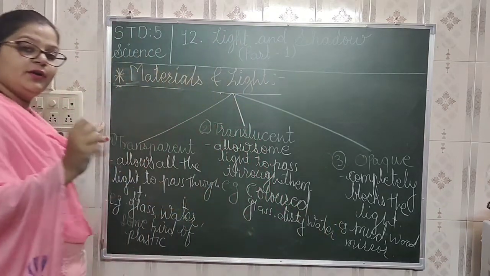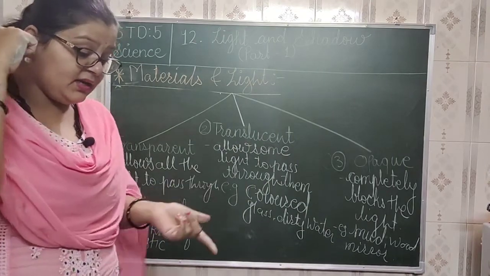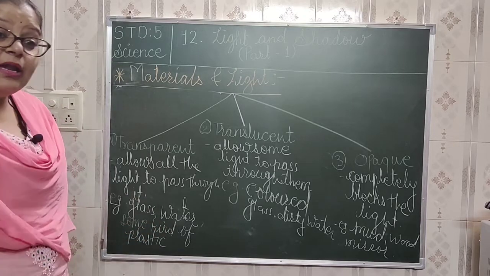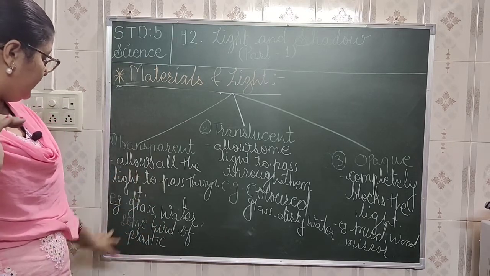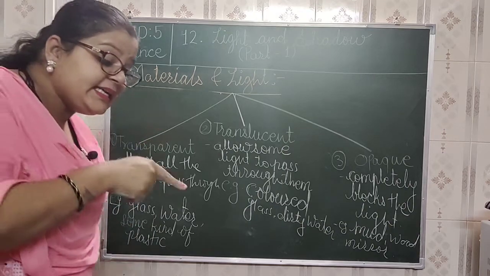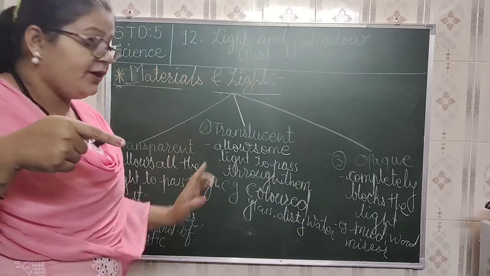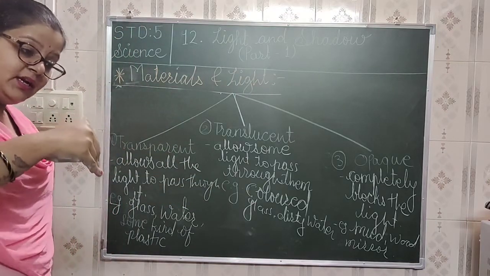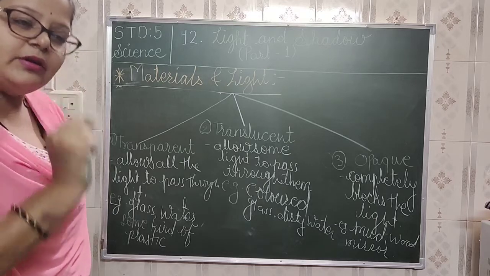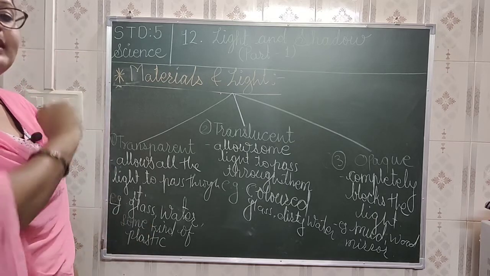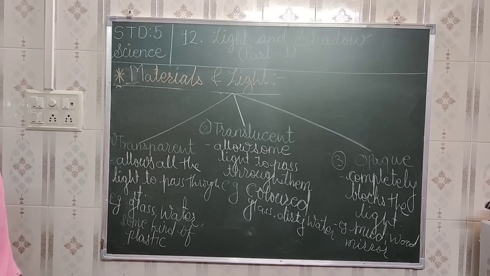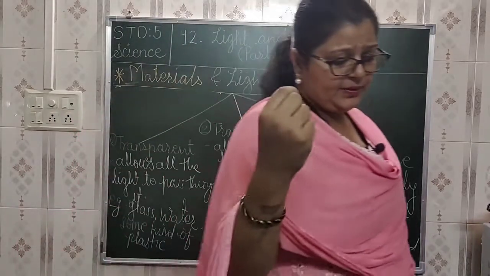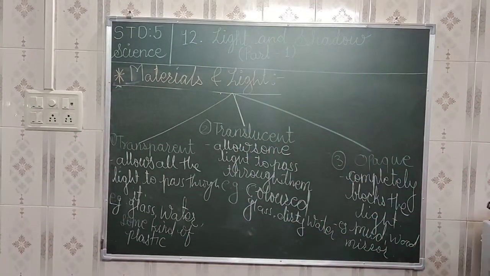Even in dirty water, you cannot see what is exactly at the bottom of the water, but you can see something, a blur image. In clean water, you can see clearly what is at the bottom, but when the water is dirty, you can only have a little bit of an idea. Also, if we rub a drop of oil on a paper, the paper becomes translucent.